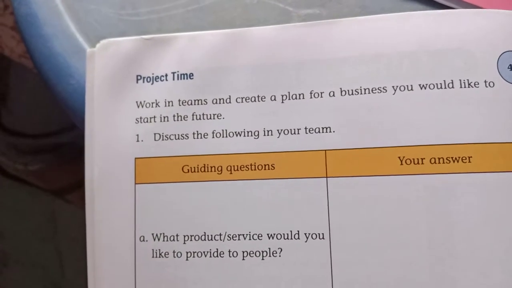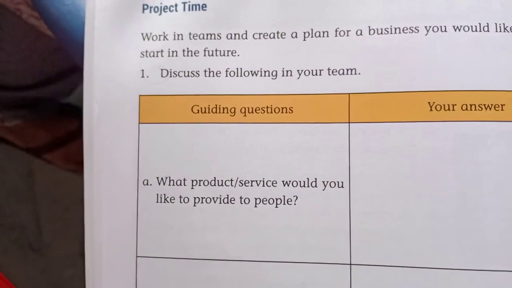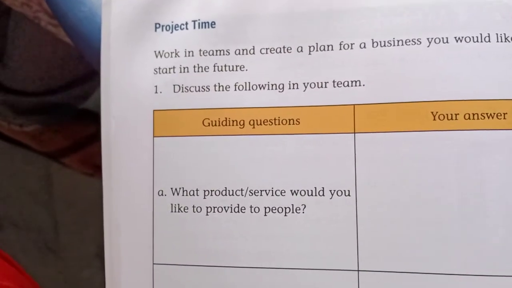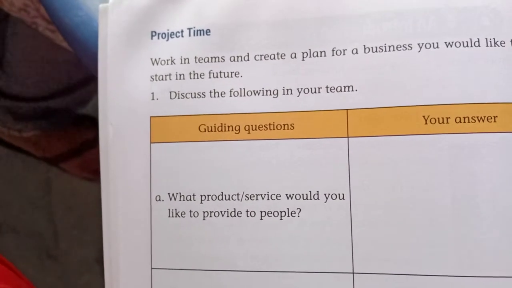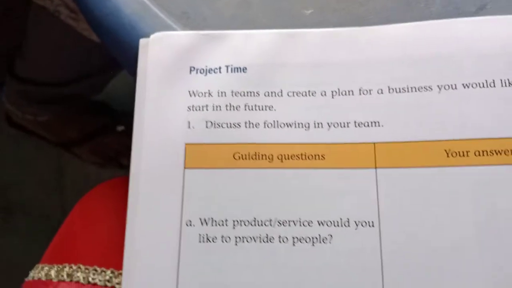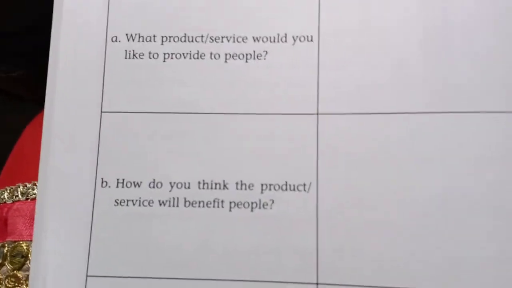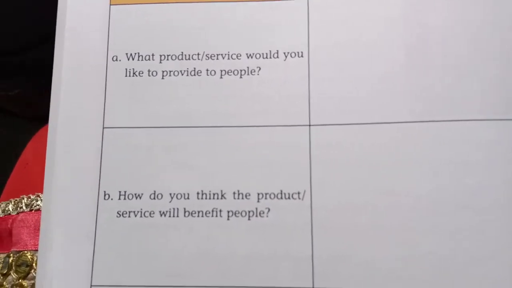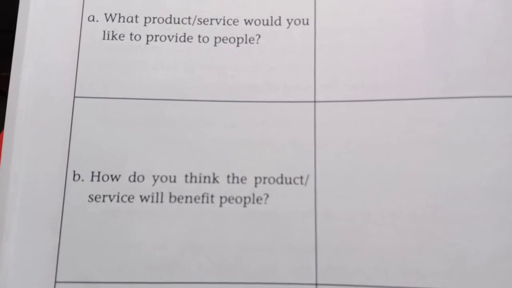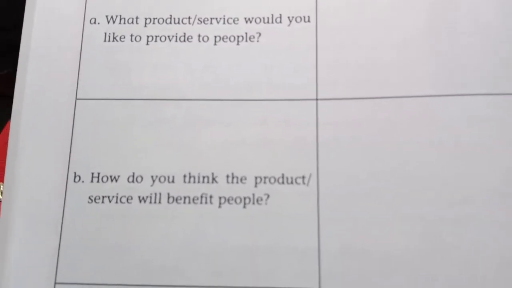Discuss the following in your team. Guideline questions, your answers. First one, what product or service would you like to provide to people? So if you want to start a business, which product do you want to start? Which product do you want to provide to the people? You have to write your answer in this box. Second one, how do you think the product or service will benefit people? Every good is helpful to people, right? So how will your good help the people?